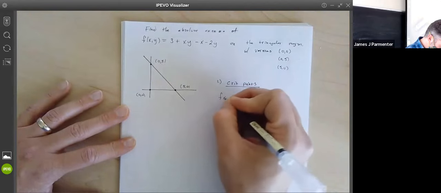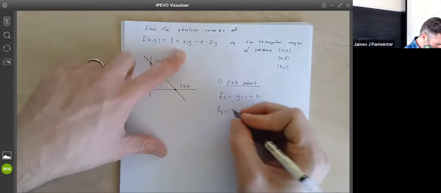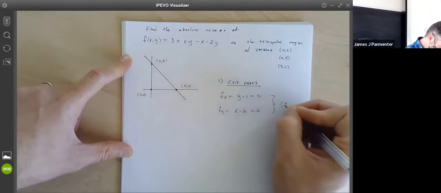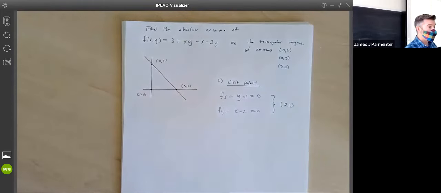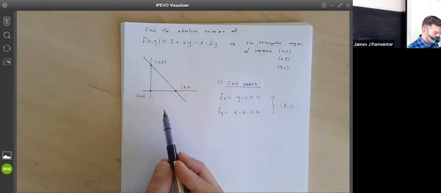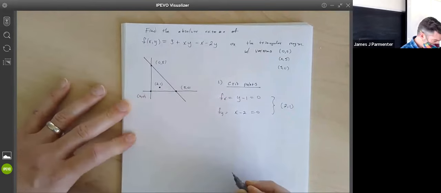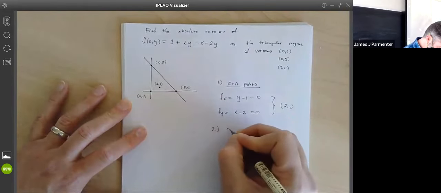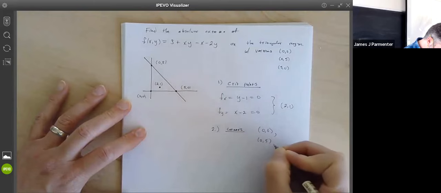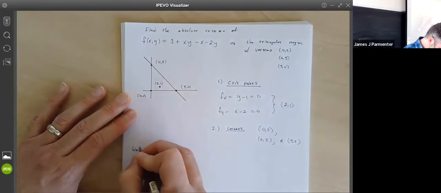As usual, we're going to take our partials. fx is y minus 1. fy is x minus 2. So we're going to get the point 2 comma 1. Your critical point does need to be in the region. If this point had been like 3, negative 4, which is down here, that's not in the region, we wouldn't consider it. The 2, 1 definitely is in the region. We need to check the corners: 0, 0, 0, 5, and 5, 0. And then we need to check along the walls or the boundaries.